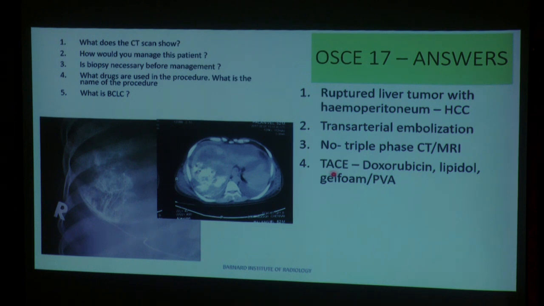And what is the procedure? This is called TACE, transarterial chemoembolization, where doxorubicin is put. Lipiodol is an oily contrast media which retains the drug inside the tumor. So this is the contrast media you can see post embolization, and you use gel foam or PVA to occlude the feeding artery. This is the selective catheterization of the artery, and you can see the hypervascular tumor being embolized.